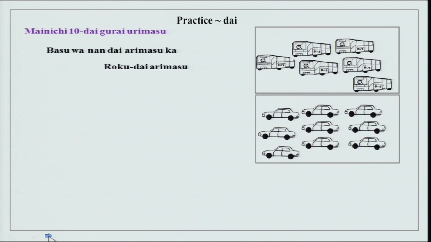Well, there are a number of buses over here: 1, 2, 3, 4, 5, 6. So, what is the question? Well, bus wa nan dai arimasu ka? 6 dai arimasu, or you can say 6 dai desu. Then we have so many cars over here. Well, 3 and 3, 6 and 3, 9. So, how many of them in all? Kuruma wa nan dai arimasu ka? 9 dai arimasu, or 9 dai desu.